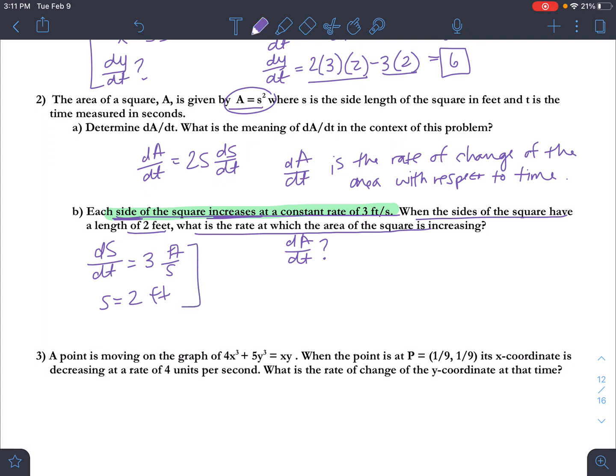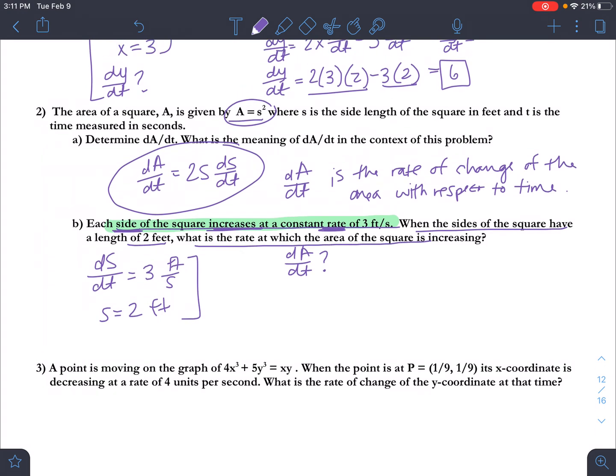Here's our given info. The side of the square increases at a rate, so that was why I knew it was ds/dt. Then the side was 2, and we're looking for area. So we're going to use this equation right here. dA/dt is 2 times the side length times ds/dt. Again, I'm going right off this equation, plugging in this new info. And 2 times 2 times 3 would be 12.